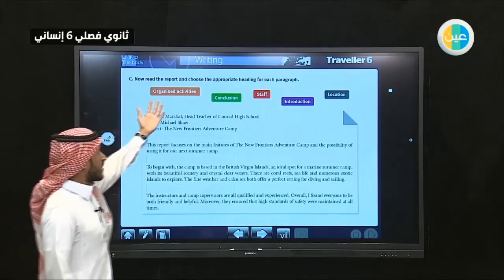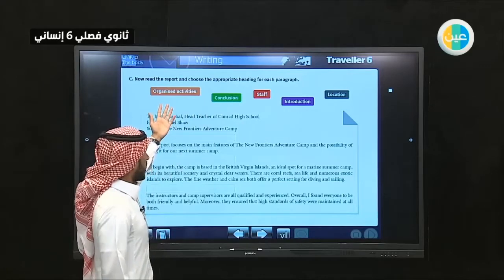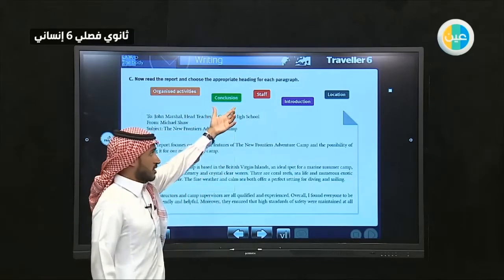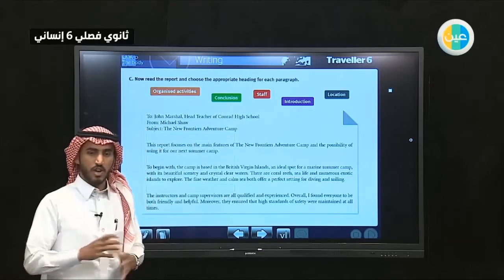We said that we have five parts. Introduction and conclusion are the main parts of each report.